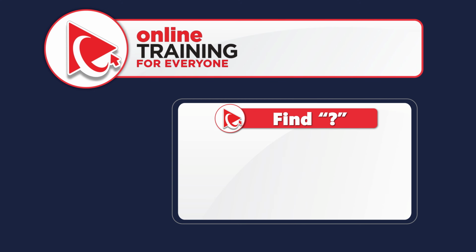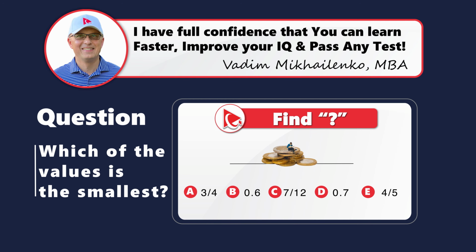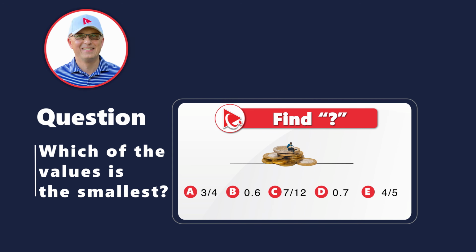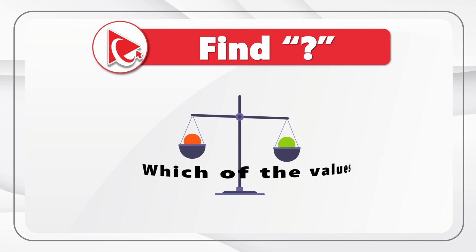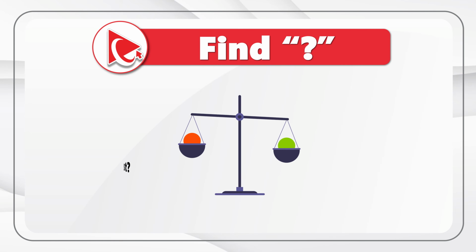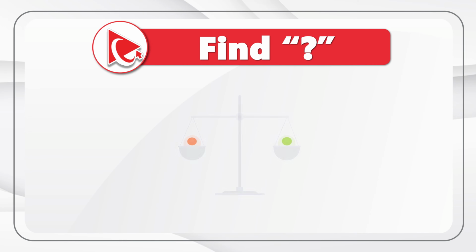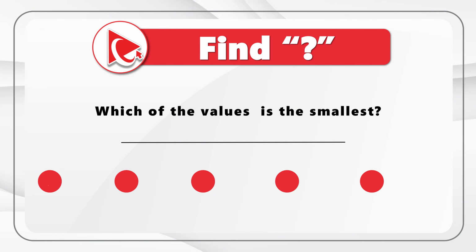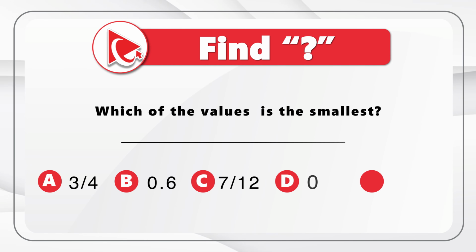Here's one of my favorite questions to test your analytical skills and attention to details. You need to determine which of the values is the smallest. And you're presented with 5 different values. The choices are A, 3/4, choice B, 0.6, choice C, 7/12, choice D, 0.7, and last but not least, choice E, 4/5. Take a close look to see if you can come up with the answer.